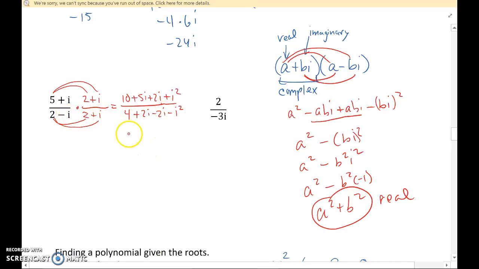On the top, this simplifies to 10 plus 7i plus a negative 1, because i squared is negative 1. On the bottom, the 2i and negative 2i cancel, leaving us with 4 minus a negative 1. To simplify all the way, the negative 1 and 10 becomes 9 plus 7i, and on the bottom, 4 minus a negative 1 becomes 5.